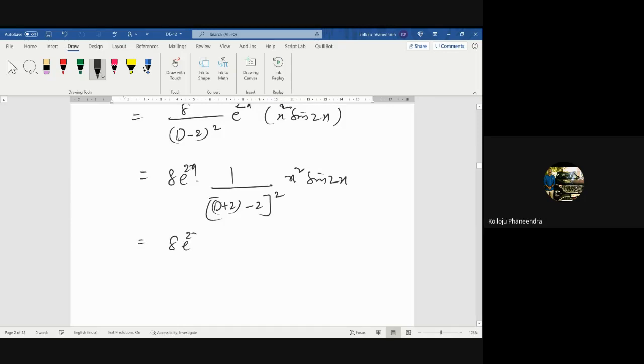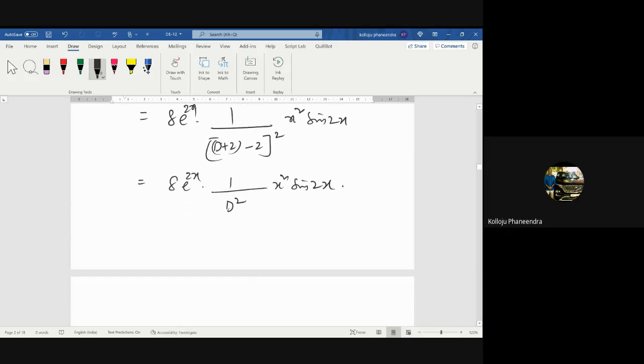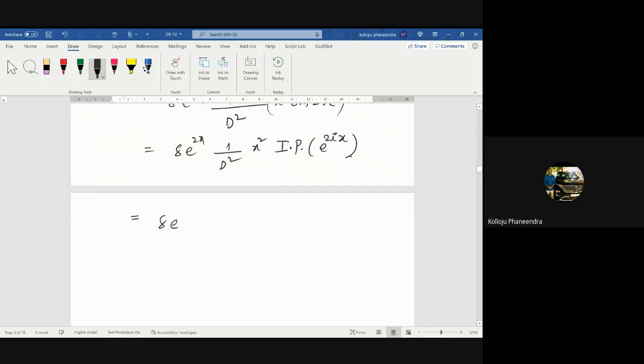This is 8 into e to the power of 2x, 1 by D square of x square sine 2x. Isn't it right? Now, what is the model again? One can do a double integration of x square sine 2x, that is also an answer. But what I'm doing here, again, I'm applying the procedure only. 1 by D square of x square into sine 2x, where sine 2x can be written as the imaginary part of e to the power of 2ix.